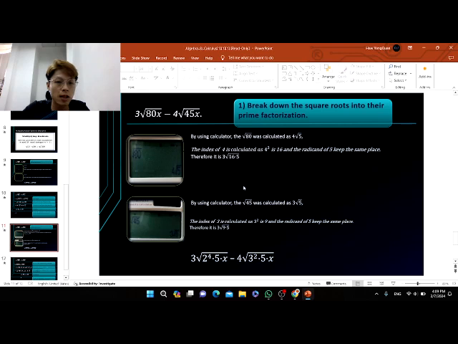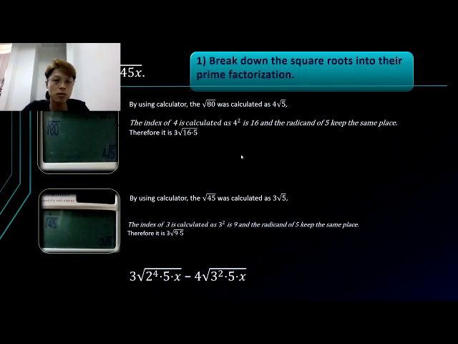So the second method that we're using is the calculator. You can basically just press the square root of 80. So the 80 is calculated as 4 square root 5. So the index 4 we just calculate as 4 squared, so we get 16. And the radicand of 5 we just keep the same. So therefore it's 3 square root of 16 multiplied by 5.